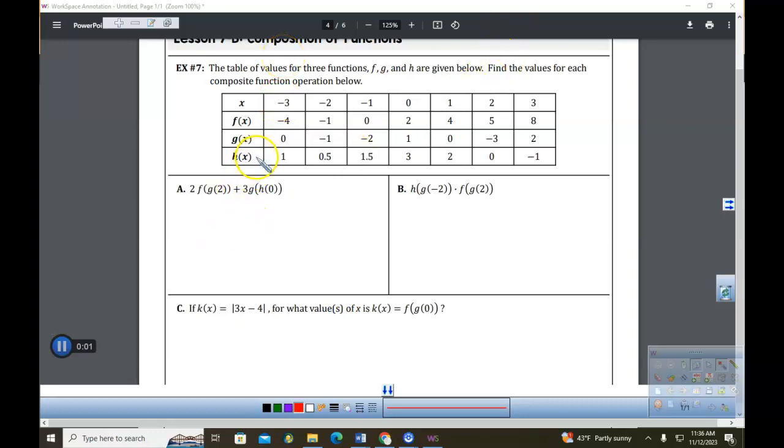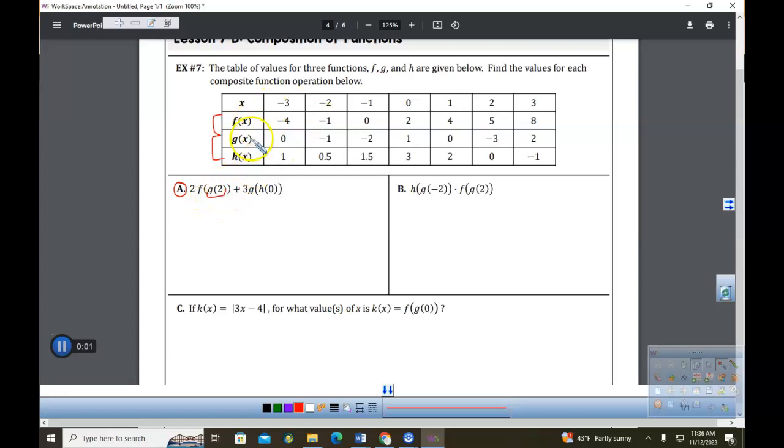All right, so now we're going to use a table to do these functions. We have our f, we have our g, we have our h. So let's do it. A says find 2f of g of 2 plus 3g of h of 0. It looks worse than it actually is. Well, let's do it. So I'm going to start inside and go outside.